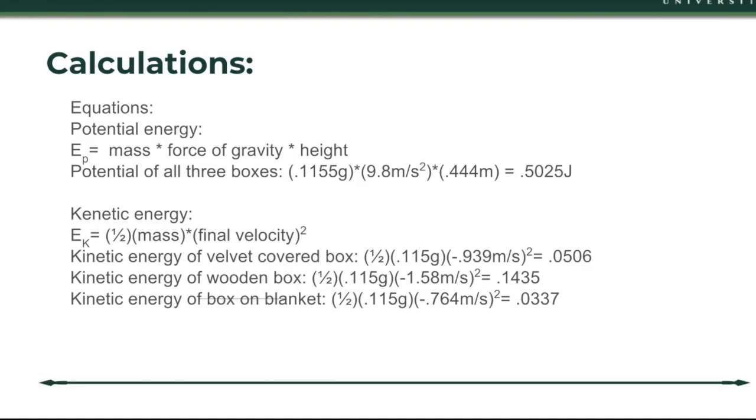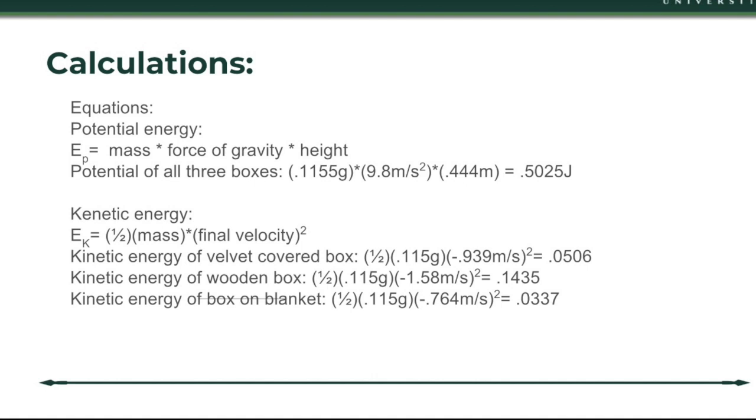In order to calculate the work done on the box, we first found potential energy using the mass times the force of gravity times the height. We then found the kinetic energy using our final velocities from Tracker, doing 1/2 the mass times the final velocity squared. All three boxes began with the same potential energy, however, the kinetic energy varied for each box. The largest kinetic energy was the wooden box on the ramp.